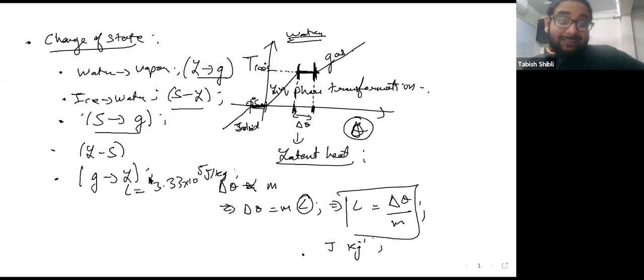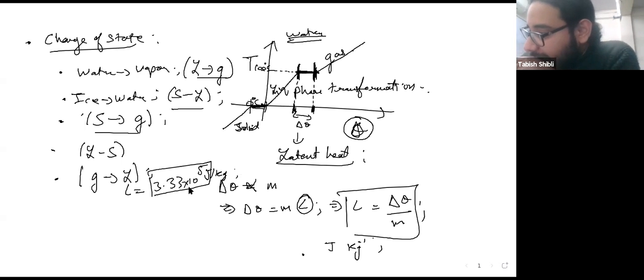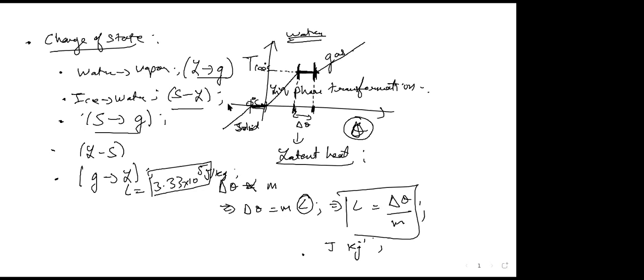So यानी कि आपको 3 into 10 to the power 5 joules चाहिए 1 किलोग्राम को आइस से वाटर में कन्वर्ट करने के लिए. That's a lot of energy, right? That is a lot of energy. Okay, ये clear है सबको, right? Yes sir. Lovely. So let's move on to some questions now. जल्दी से. Okay.